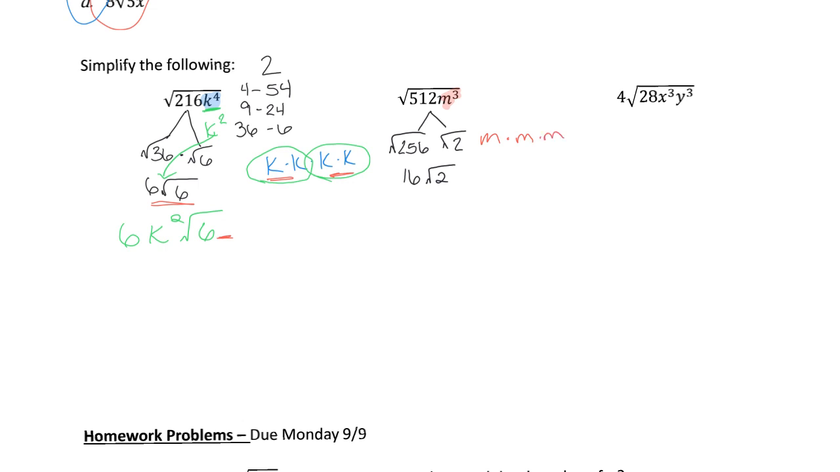But remember, we're looking for groups of 2. How many groups of 2 do we have? We have one group of 2. So we have 1 m squared. And then we have that leftover guy. So the square root of m squared is just m. So it would be 16, just 1m, because we only have one pair. And again, we have this leftover guy. We have an extra guy, so he goes back under the square root. So it's 16m square root of 2m.